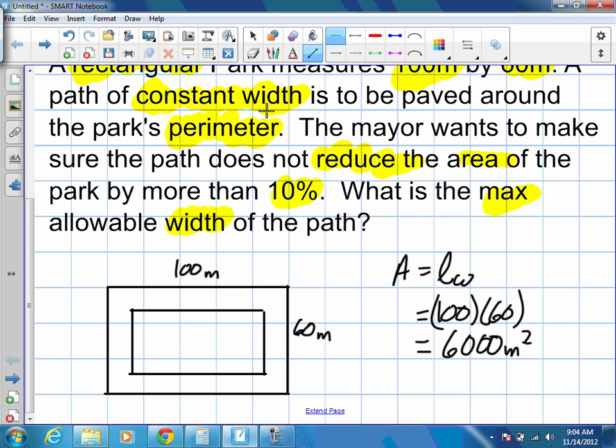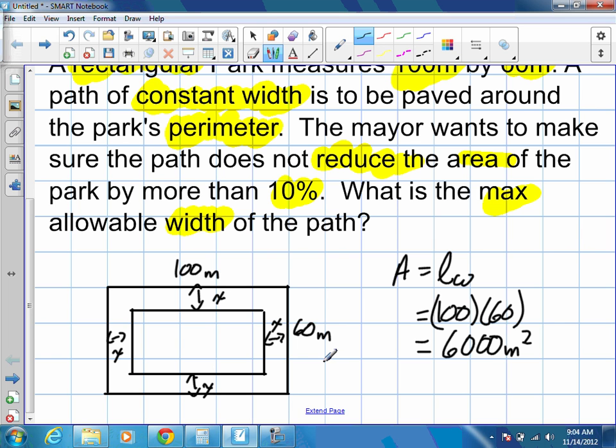Okay. So, a path is going to be paved around the outside of the park, and we don't know what its width is. In other words, I don't know how wide that is, or this, but I do know it's going to be the same width all the way around. They said it was a constant width. So whatever I pave all the way around, the width will be the exact same. We don't know what it is, so we're going to call it our x.